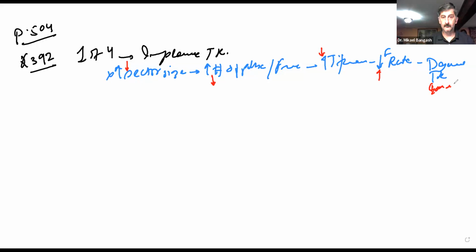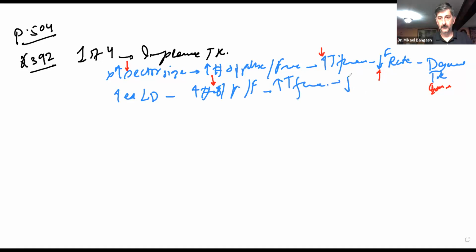Increased line density. That is also going to increase the number of pulses per frame, which will increase the T frame, which will reduce the frame rate and will degrade your temporal resolution. So that's not the case either. If it said decreased, then that will improve.